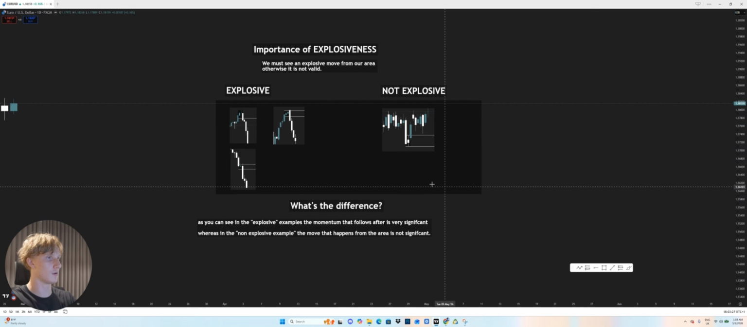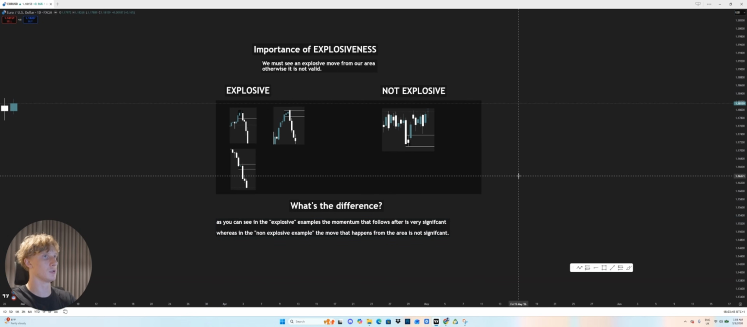Now, if we take a look at this example over here, yes, price did have a move to the downside, it then stopped. And then it looked like we were going to have a nice impulsive move out. However, what came after was this disgustingness, right? This is not good momentum. This is not what we want to see.